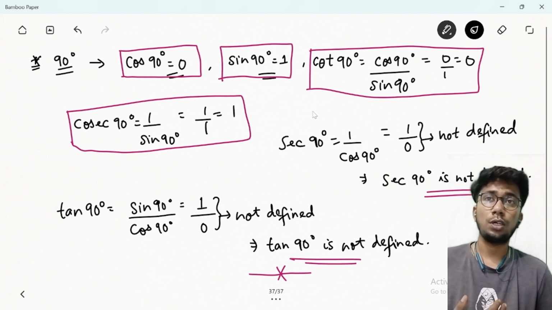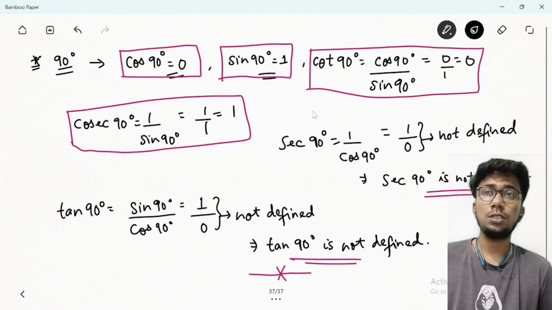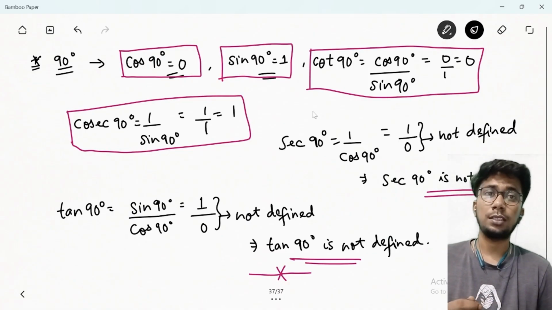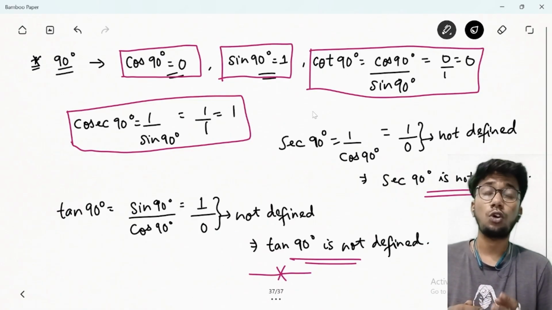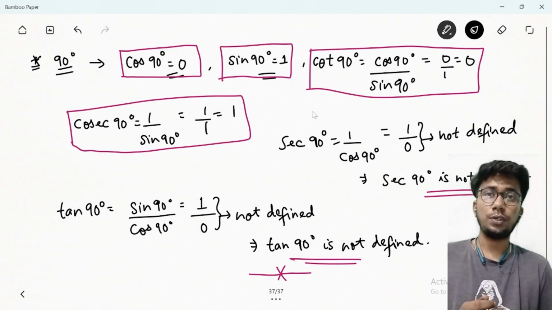Fine. After that, what did we see? After that we saw some important relations. First of all, we saw powers of trigonometric ratios, then we saw the quotient relation, that was tan theta is nothing but sin theta upon cos theta, and cot theta is cos theta upon sin theta. All right, then we saw square relations.